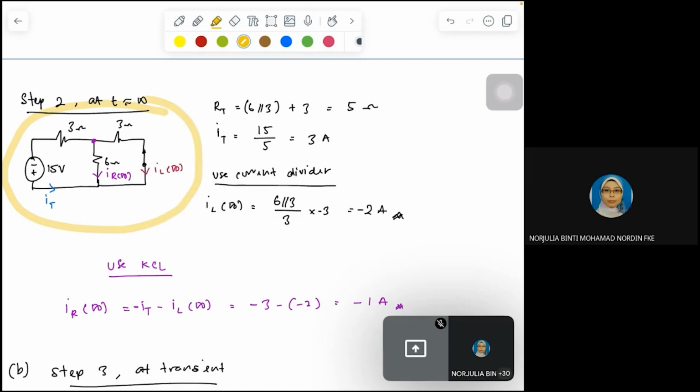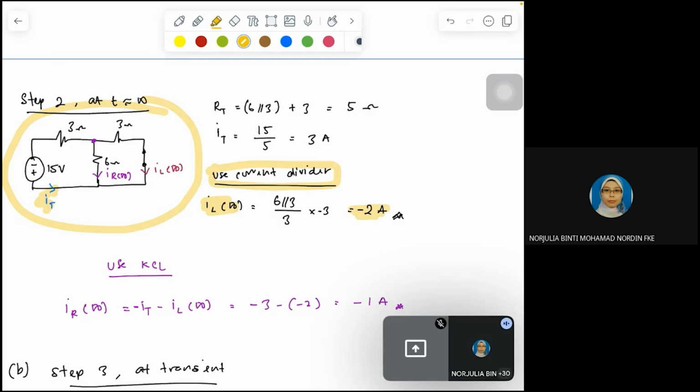Okay, so this circuit, we need to analyze it using Ohm's law to find the I total. This is your I total. And then use your current divider to find the inductor current. In this particular circuit, as you can see, our inductor current is negative.